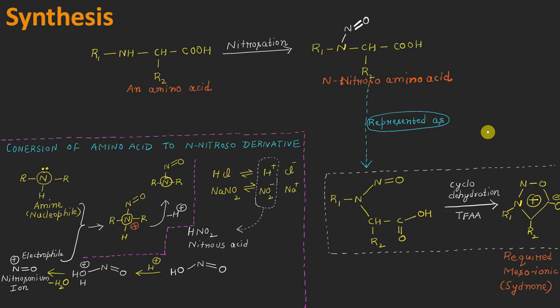And now it's time to discuss the synthesis of this sydnone molecule. You can see here we can start from an amino acid. This means this will be our main reactant molecule. Let me write here, it will be the main reactant molecule, and carrying out nitrosation reaction on this amino acid, we will get what? We will get this type of N-nitroso amino acid, right? You can see here on this nitrogen atom, now in place of this hydrogen, we are having this nitroso group here, right?